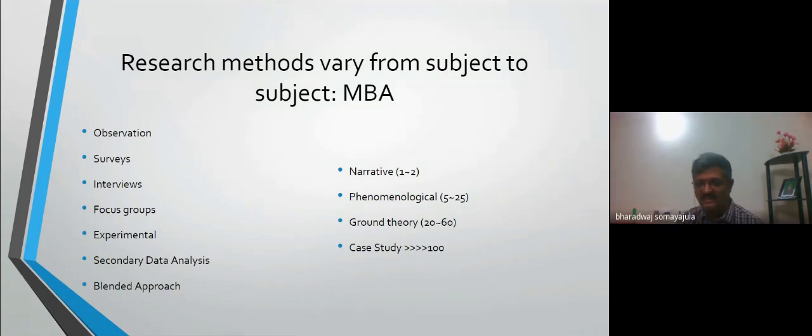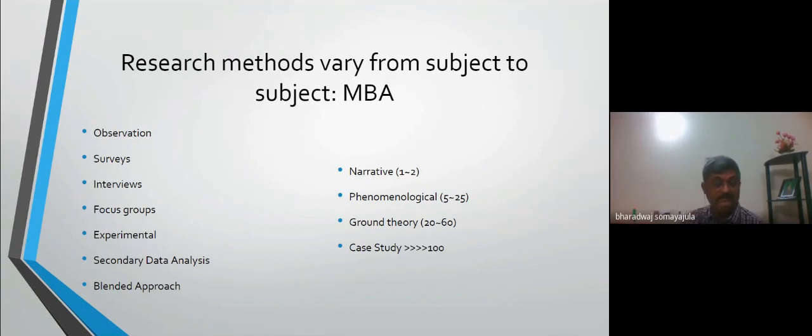You can see narrative research depends on 1 to 2. It's like Gargar ki kahani. Mother and father will decide everything. That becomes your narrative research. Phenomenological research has something like 5 to 25 case studies. Say you go to a marriage function, and if 25 people say the food is bad, then everyone will start saying the food is bad, because they have set up a narrative. Grounded theory has something like 20 to 60 reports, and the case study generally has about 100.